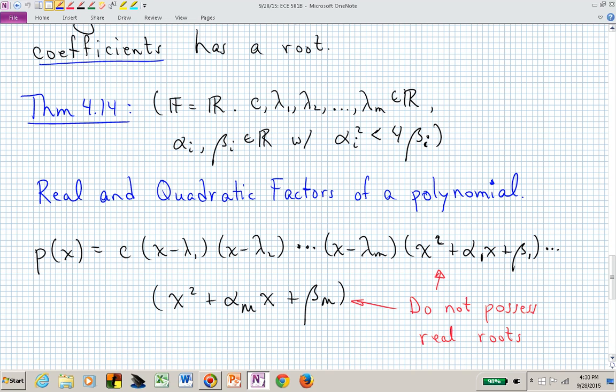You could factor those, but they are going to have imaginary roots. And that's not living in our real numbers. So we can't factor them any further. We may be stuck with quadratic factors. Here we're saying we have little m real factors, and then we have capital M quadratic pairs of factors beyond that.